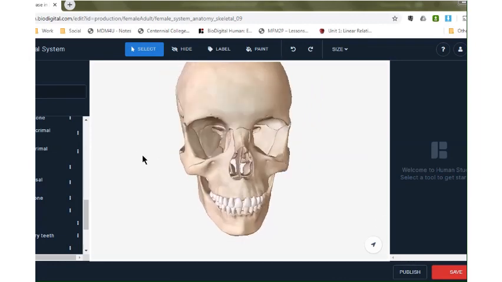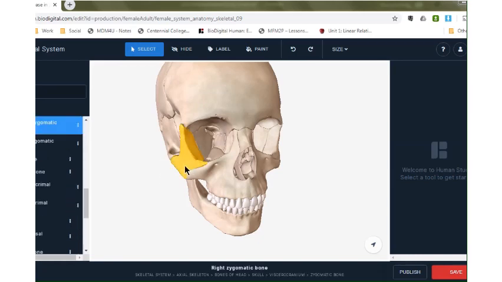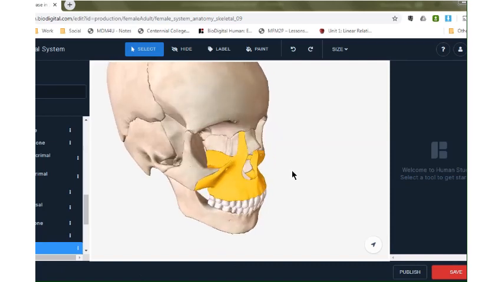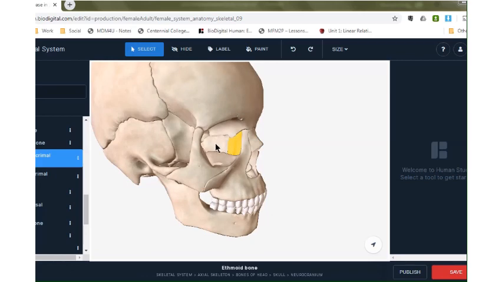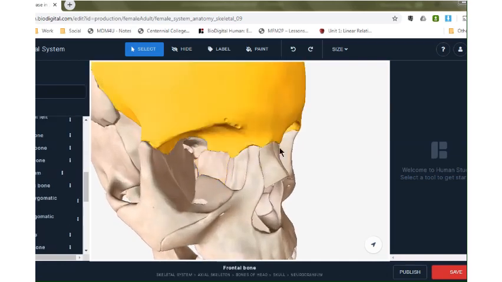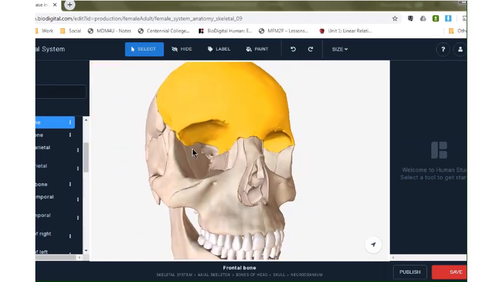Actually, before we go to label the skull in the workbook, let's go through the bones that make up the eye socket one more time. On the lateral side, we have the zygomatic bone. On the inferior side, we have the maxilla, and on the medial side, we have the lacrimal bone at the front, and the ethmoid bone in the back. Those together make up the medial side of your eye socket, and the top of the eye socket is made up of the frontal bone.